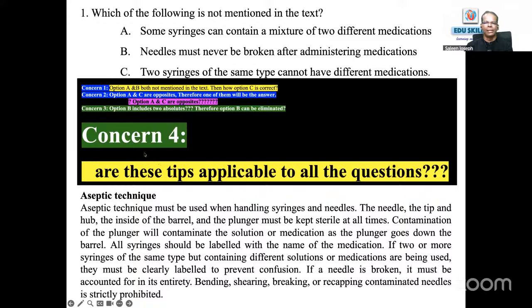That we have seen. Now, concern for all: are these tips applicable to all the questions? What do you say? Yes, tips are applicable. There may not be all of these tips. There are a couple of tips, 8 tips at least, major tips. Out of those 8, if you know 6 tips, definitely you can crack any example. But still, I'll show you some of them. We'll just glance through.